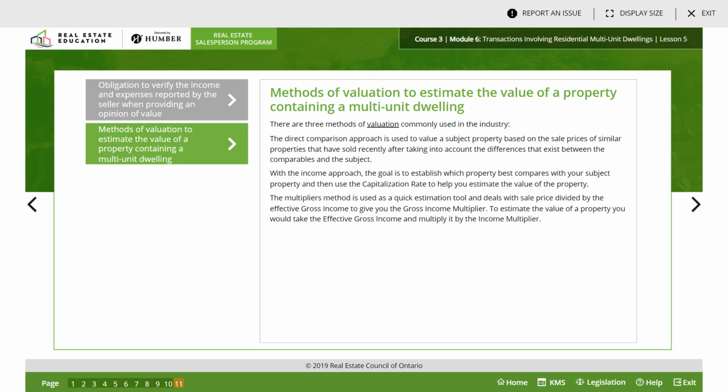The multipliers method is used as a quick estimation tool and deals with sale price divided by the effective gross income to give you the gross income multiplier. To estimate the value of a property, you would take the effective gross income and multiply it by the income multiplier.